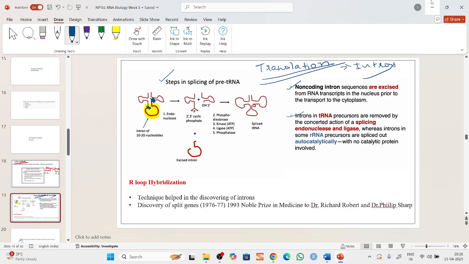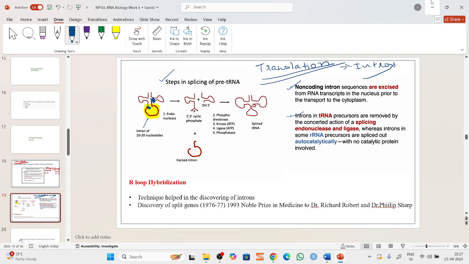Then what are the steps in splicing of a pre-tRNA? You can see that first there is an endonuclease attack. When the endonuclease attack happens, the intron is excised and you have two open ends. The first is an OH end, and the second is a phosphate end, which is actually a 2',3' cyclic phosphate. So first the enzyme acting is endonuclease. After the intron has been excised, it is acted upon by phosphodiesterase, kinase, ligase, and phosphatase. And then the open ends are joined, so splicing is complete.